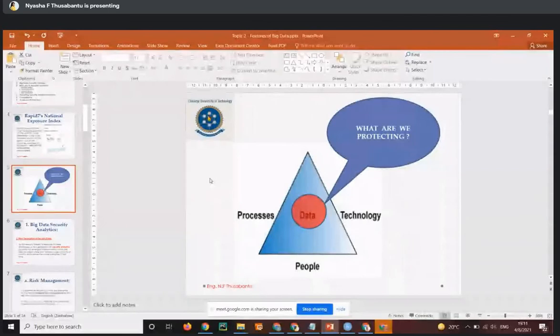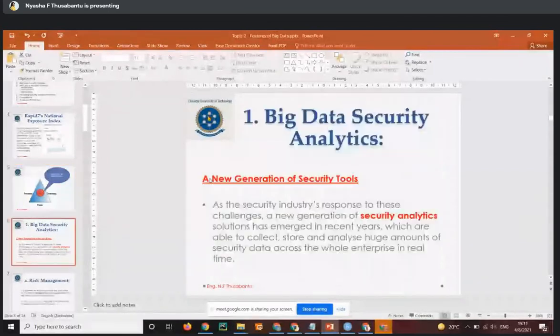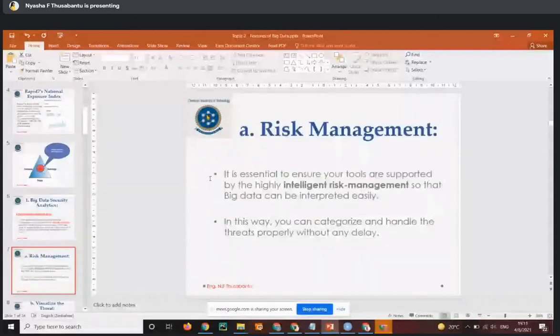So we have a new tool called Big Data Security Analytics. I talked about it yesterday. What do we do with Big Data Security Analytics? We are trying to do risk management. We are trying to do highly intelligent risk management. That's what we're trying to do. We're trying to visualize and categorize our threats. Okay, what is this? It's a worm.